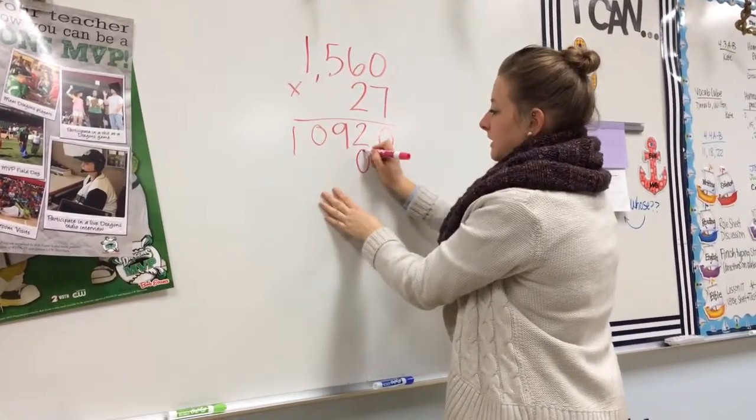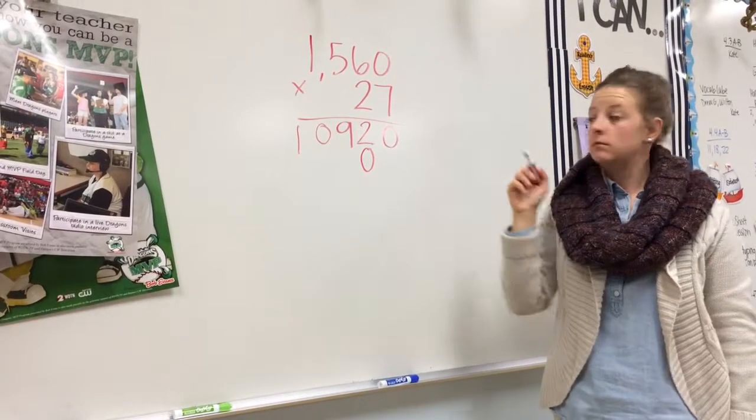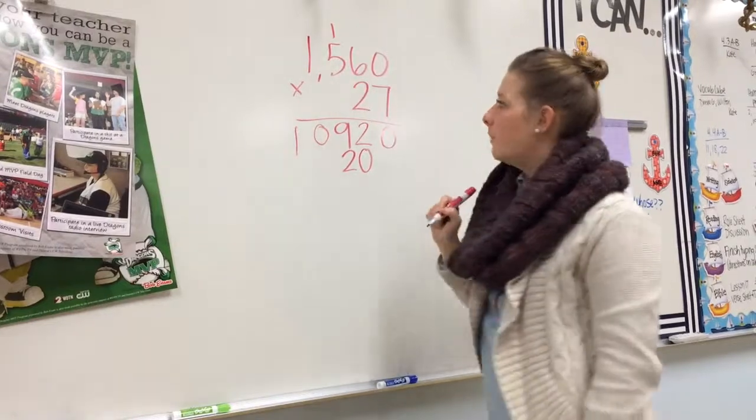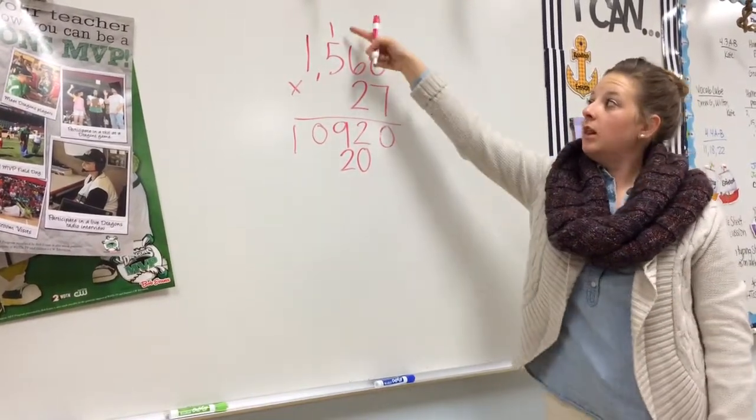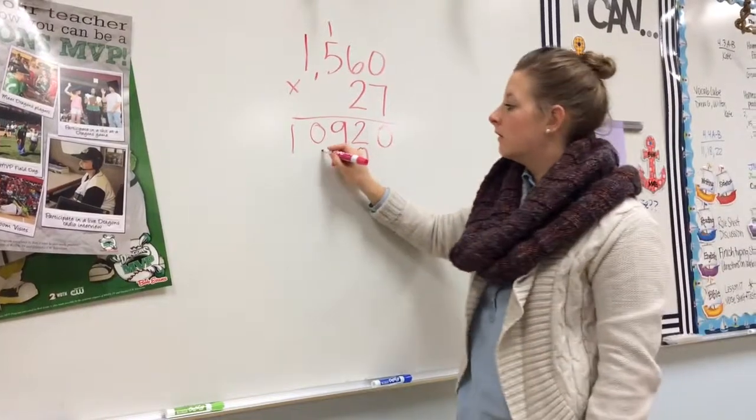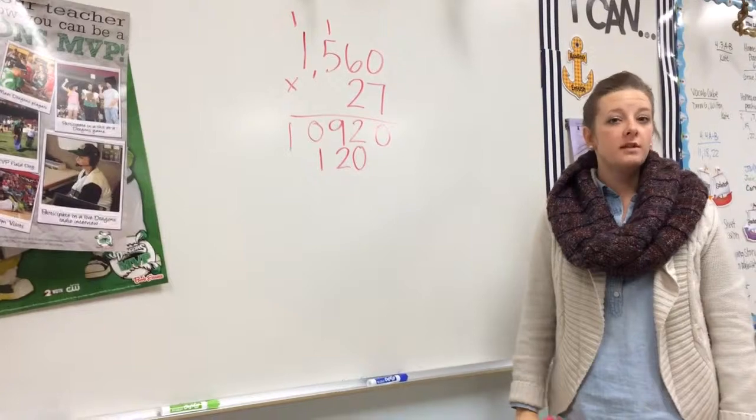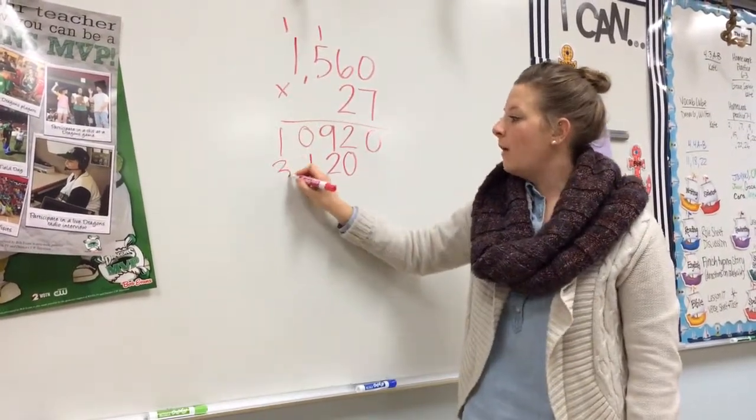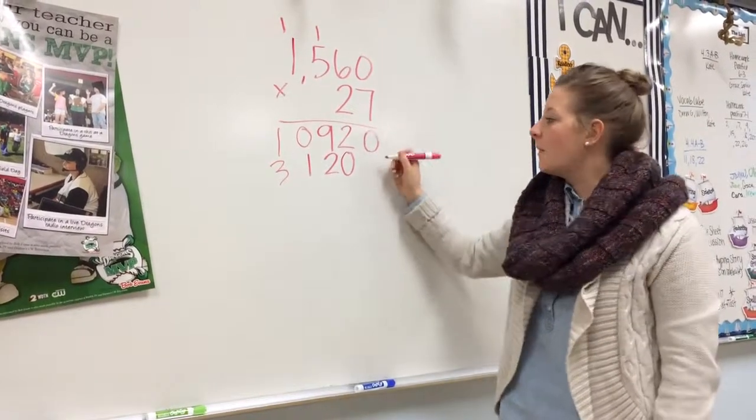2 times 0 is 0. What next? 2 times? 6, which is 12. Write the 2. Carry the 1. Then what? 2 times? 5, which is 10. Plus my 1. Write the 1. Carry the 1. Then 2 times what? 1. 2 times 1 is 2. Plus 1 is? 3. Now what? Put 0 in the missing area. Yes, put zeros in all my missing spaces.